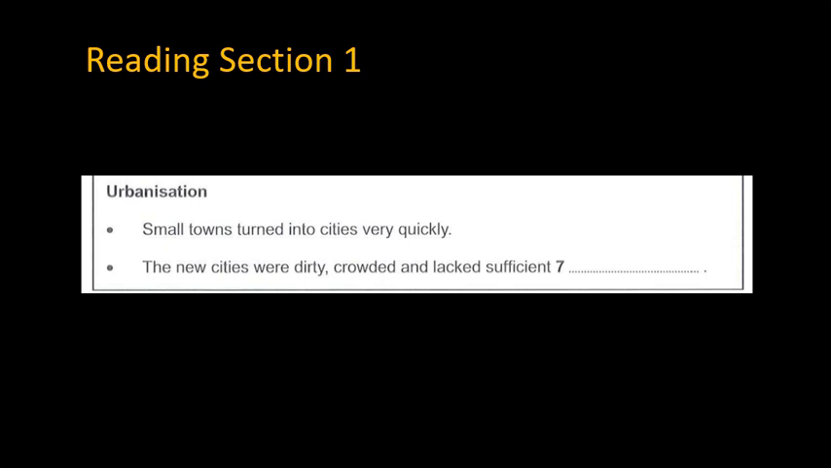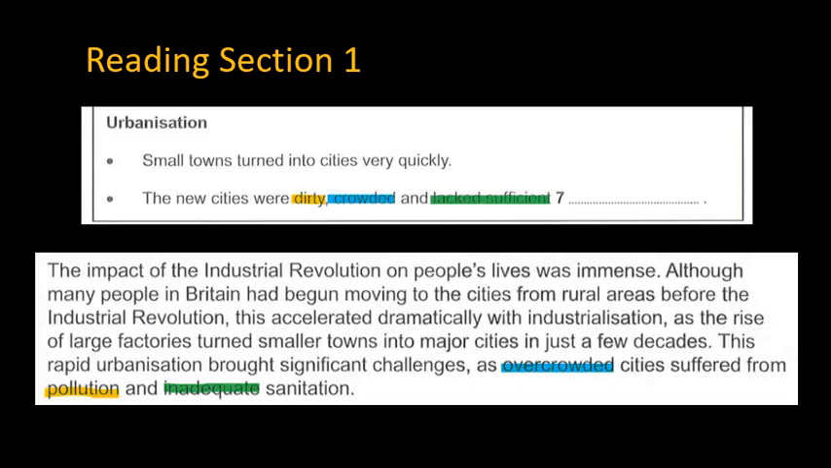Number 7, this is now about urbanisation, which is towns growing bigger. The new cities were dirty, crowded, and lacked sufficient what? So dirty can be substituted for pollution. Crowded, it says overcrowded. And lacked sufficient, that means not enough. And inadequate is another word for not enough. Sanitation. So that's going to be the answer for number 7. Sanitation means clean water, toilets that work, that kind of thing.